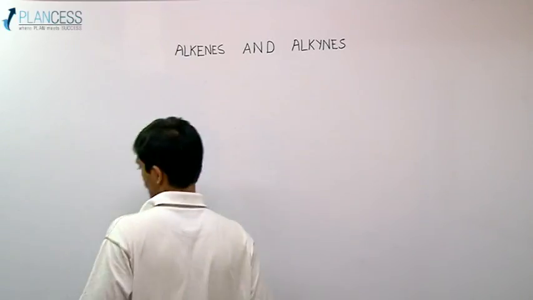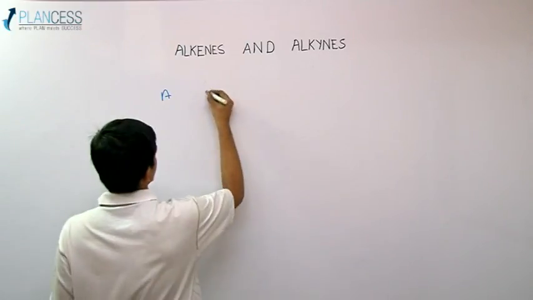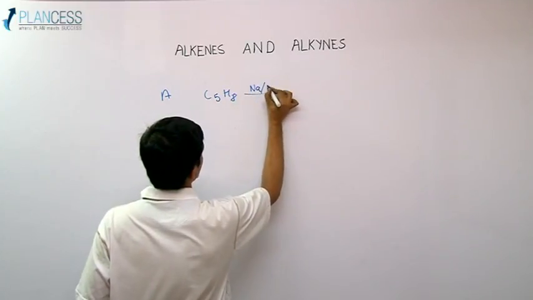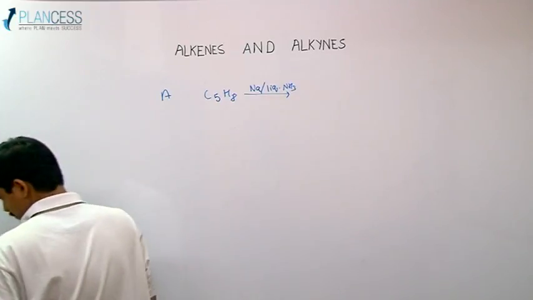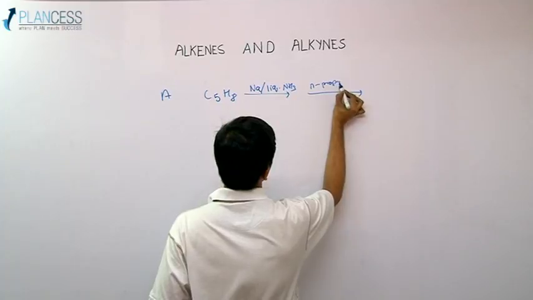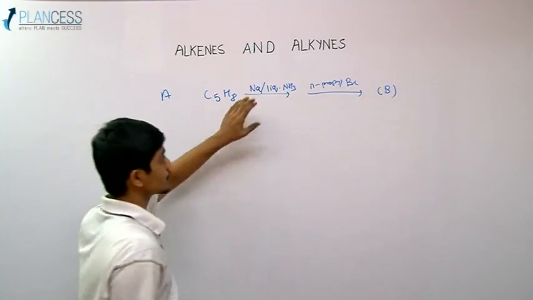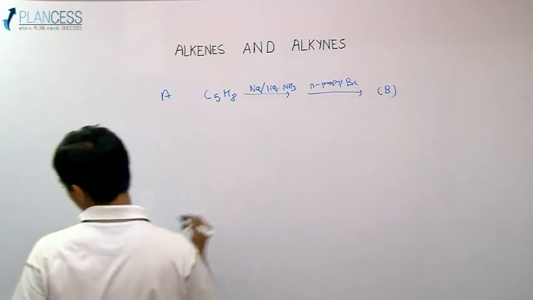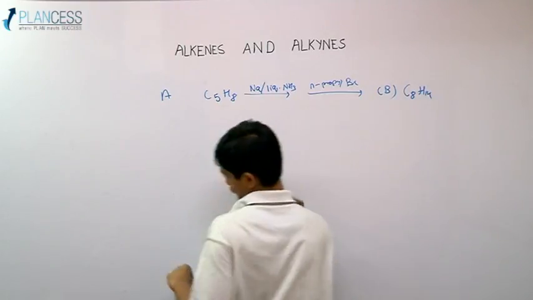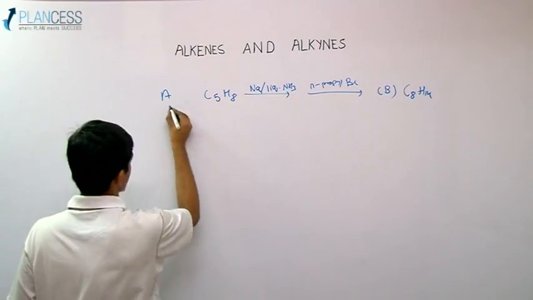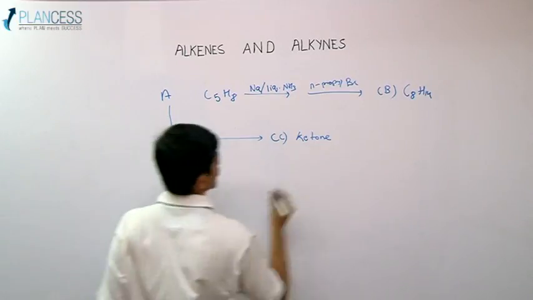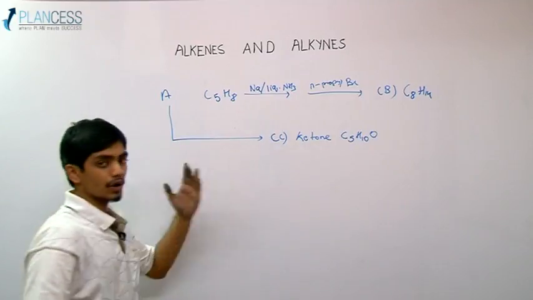So the next subjective question is: an organic compound A of molecular formula C5H8. Now this compound when treated with sodium in liquid ammonia, followed by reaction with N-propyl bromide, yields B. So there are 2 steps, and after the 2 steps we get a structure of B. Next, the molecular formula of B is C8H14. Fine. Next, A gives ketone C. This is again A. This is giving a ketone C, C5H10O. Very lucky, you have been even given the molecular formula for the ketone.